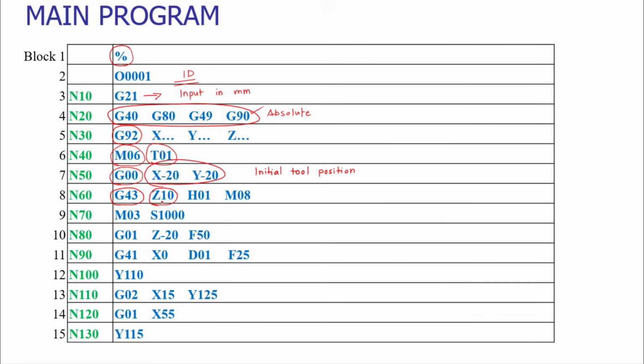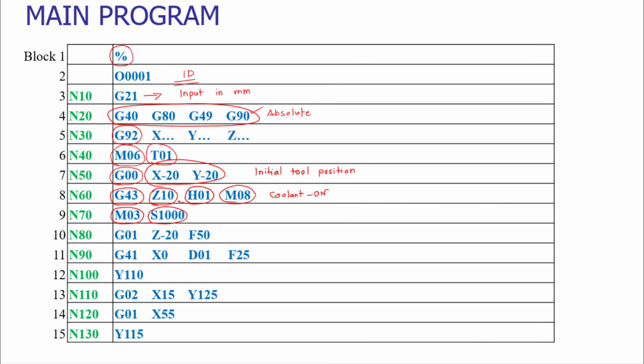Z10 is the reference level above the workpiece surface. H01 is the length of the cutting tool, and M08 is the coolant on. We are making the coolant on, and then immediately we are starting the spindle as well. M03 with a speed of 1000 RPM. M03 designates the rotation in clockwise direction.